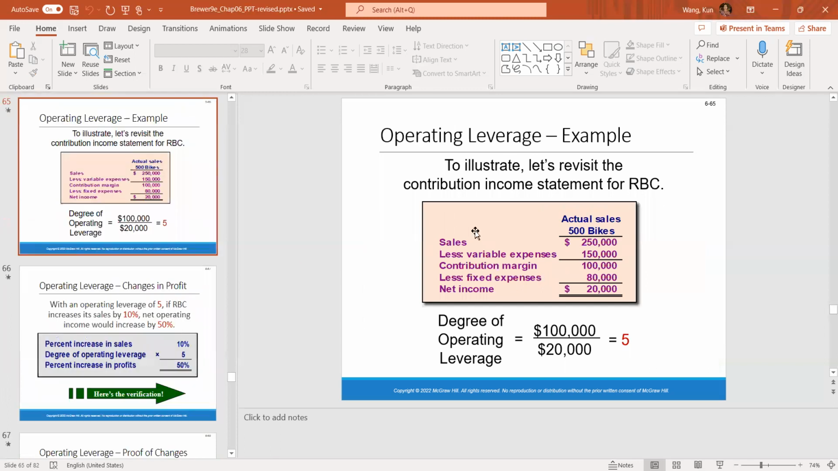But be careful when you go to a different volume of production. For example, when you go to 600 or 700 or 650, the operating leverage at the other levels of sales volume will not be 5 anymore. It will increase or decrease depending on the new contribution margin and the net operating income. So when you refer to the operating leverage, you must specify which sales level we are talking about.